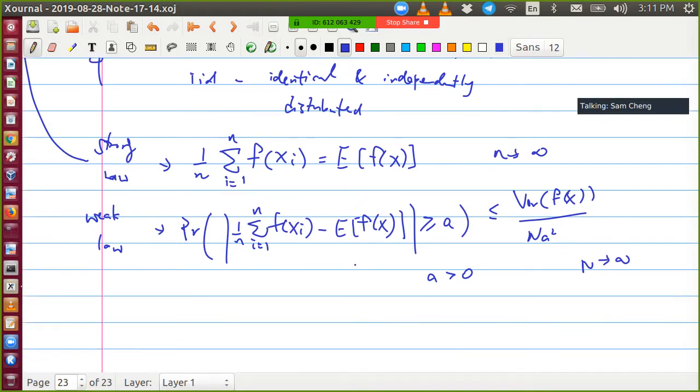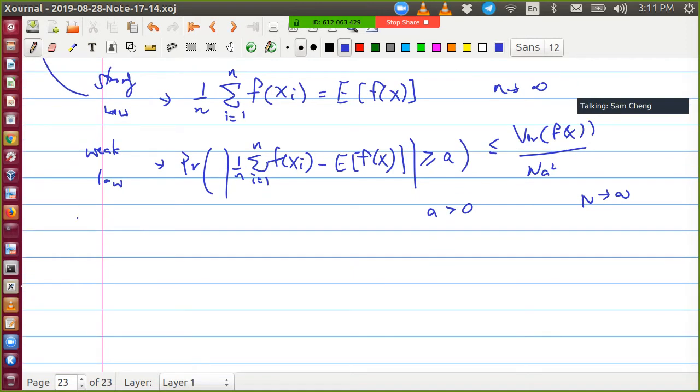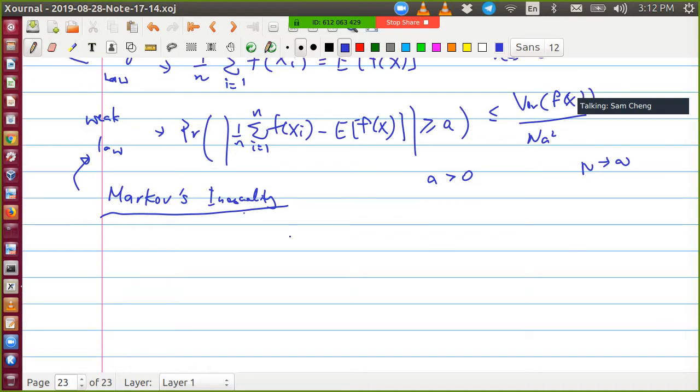So let's look at a proof of the weak law of large numbers. We'll go through several intermediate steps for that one. First, we will introduce a lemma we call the Markov Inequality. So the Markov Inequality is like the following.